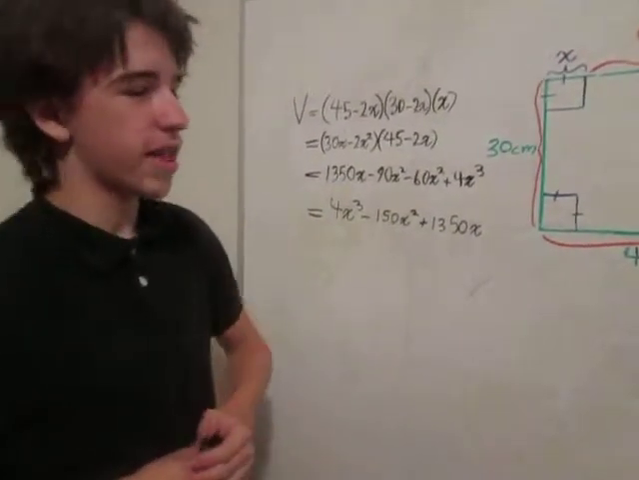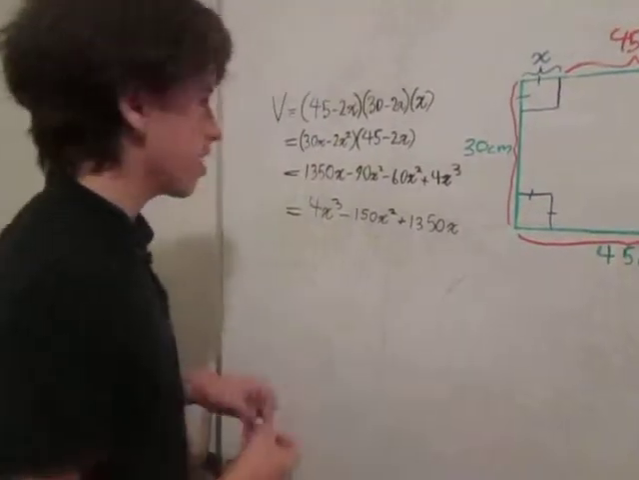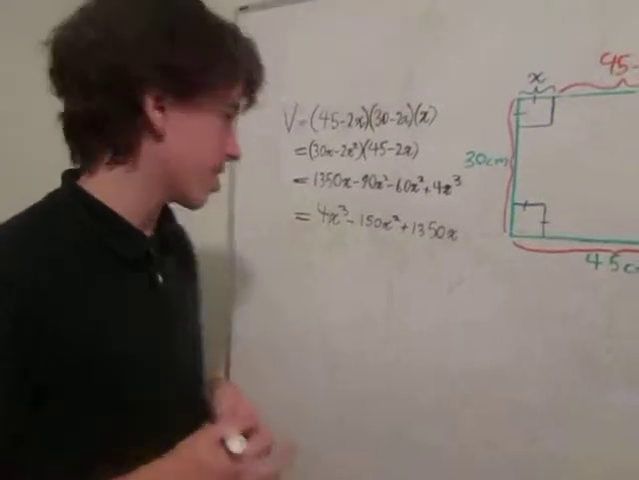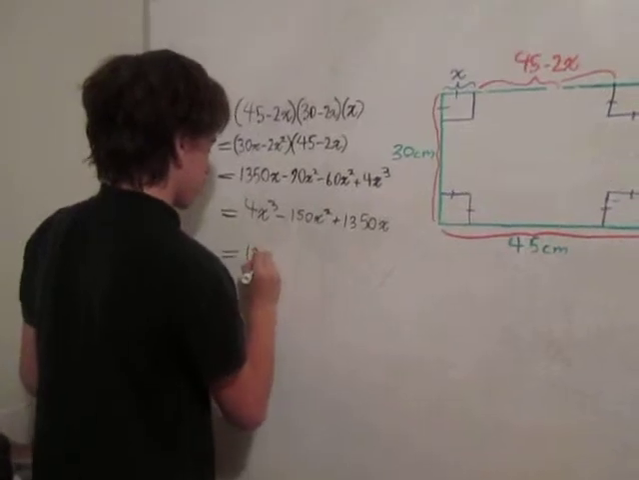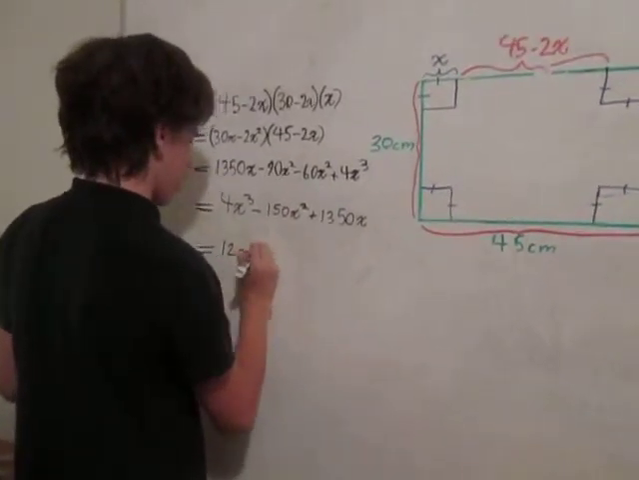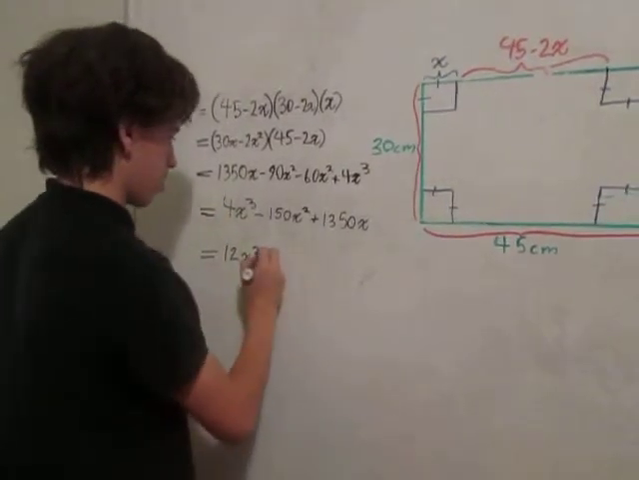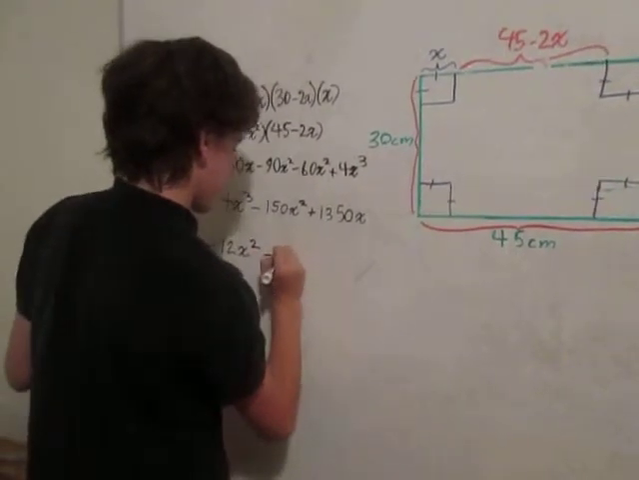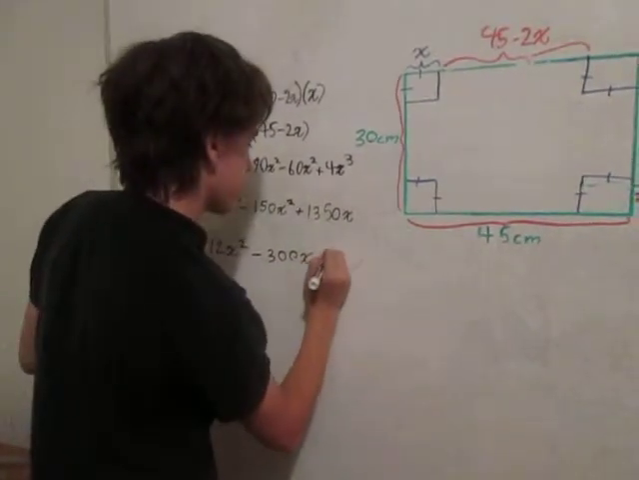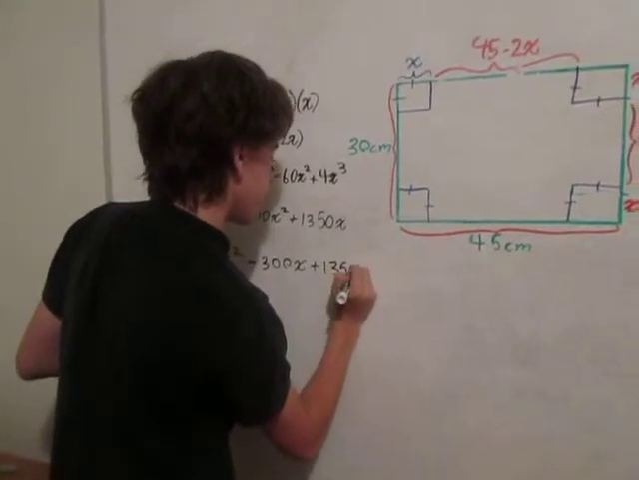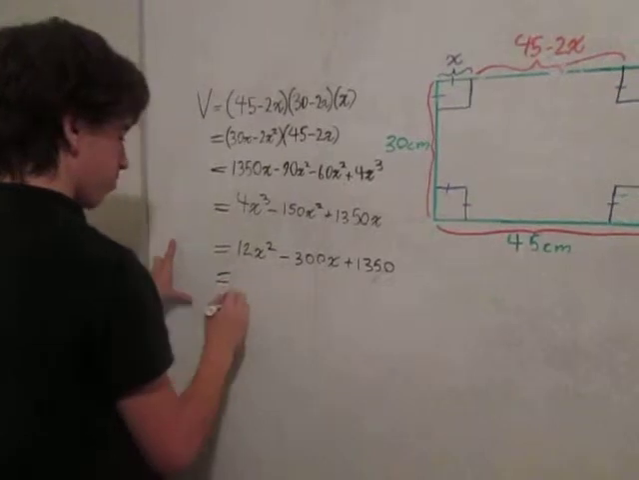Now let's say we want to find how we can fit the most volume into this box. So we need to find the derivative, right? And set it equal to 0. So the derivative is equal to 12x squared minus 300x plus 1350. And the double derivative is equal to 24x minus 300.